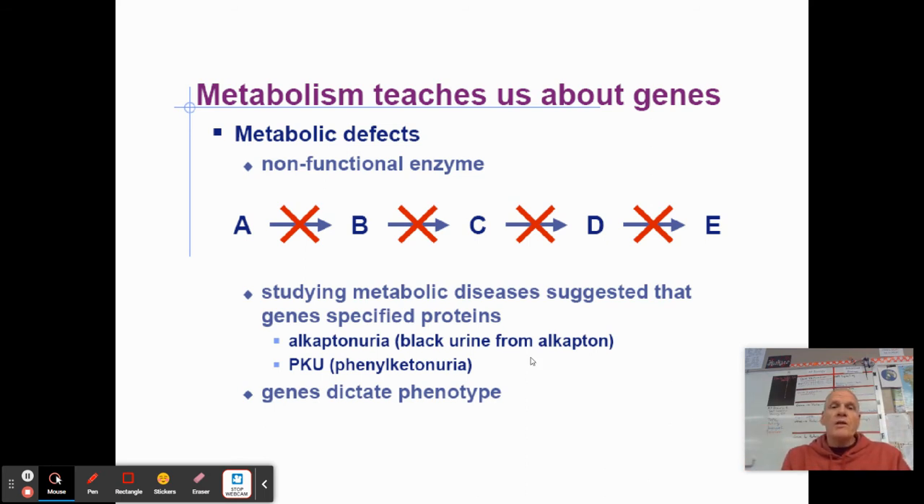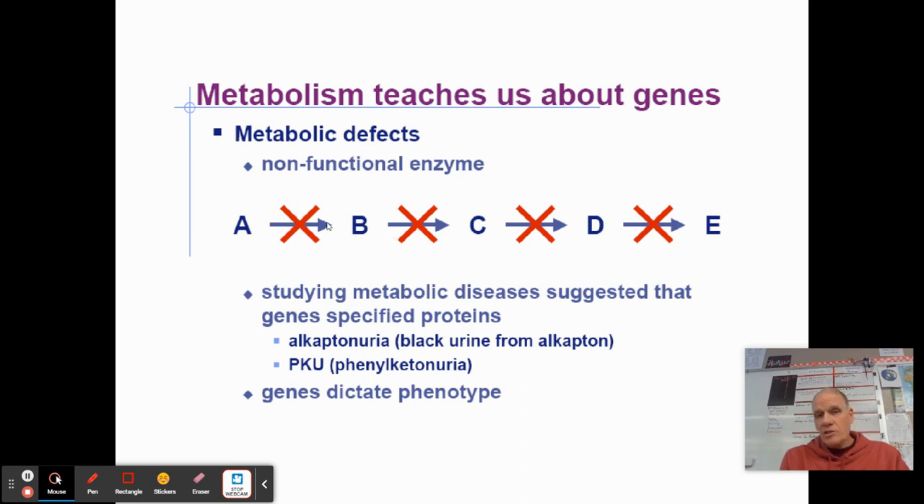Okay, so what this picture shows is a metabolic pathway. We start with reactant A and we end up with product E. These X's are just showing that if a defect occurs in any one of these steps, then we're never going to get product E. But this defect can occur in multiple places or just in a single place.